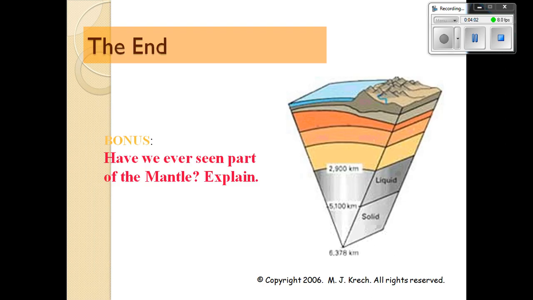Okay, so here's a bonus for you. I want you to write this down on your paper. Have we ever seen part of the mantle? And I want you to explain and verify your answer.